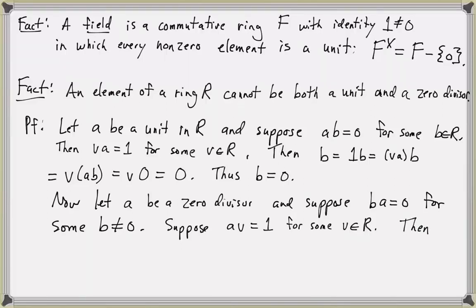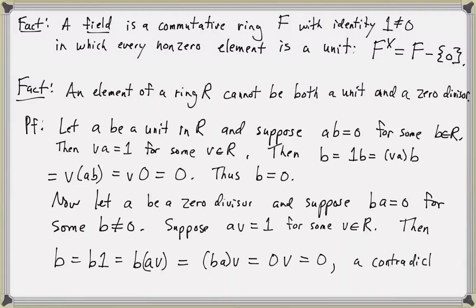Then B equals B times 1, but 1 is A times V, so I can write this as B times AV. And then I can write this as B times A times V. And we know that B times A is 0. So 0 times V, which is 0. That shows that B is 0, and I assumed that B was not 0. So this is a contradiction. So thus, if A is a zero divisor, it cannot be a unit. And similarly, if A is a unit, it cannot be a zero divisor. So no element of a ring can be both a unit and a zero divisor.